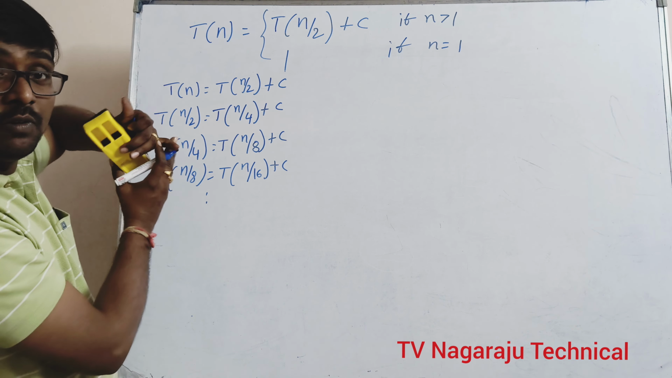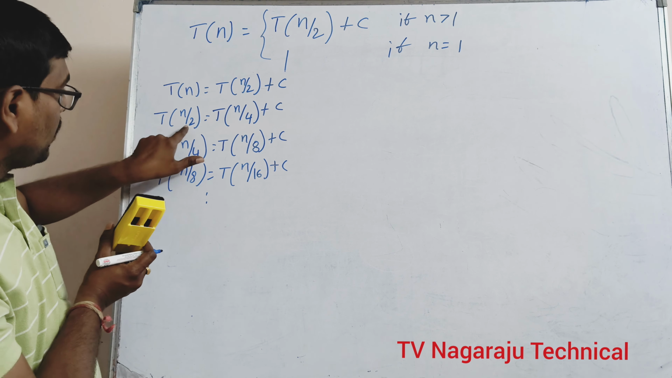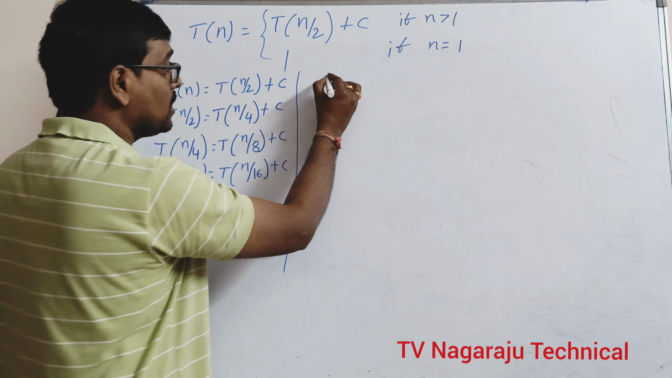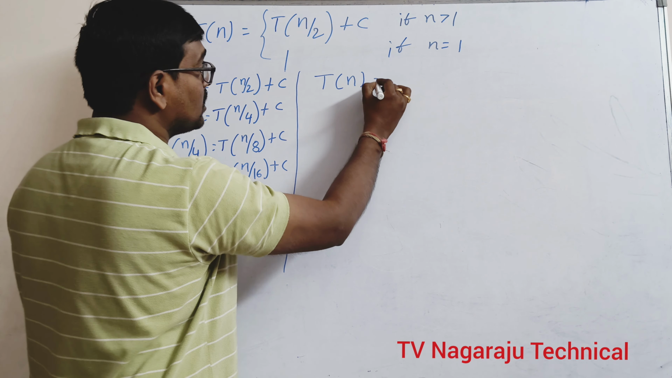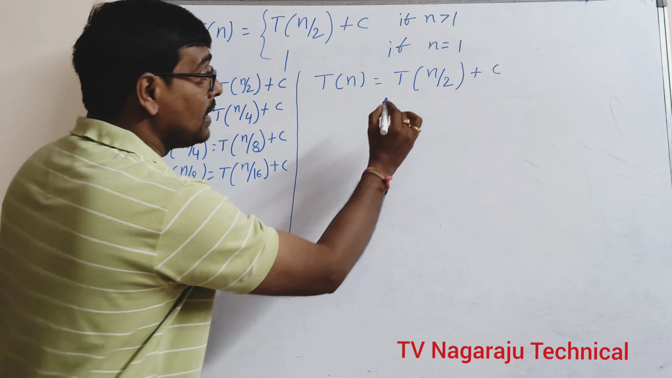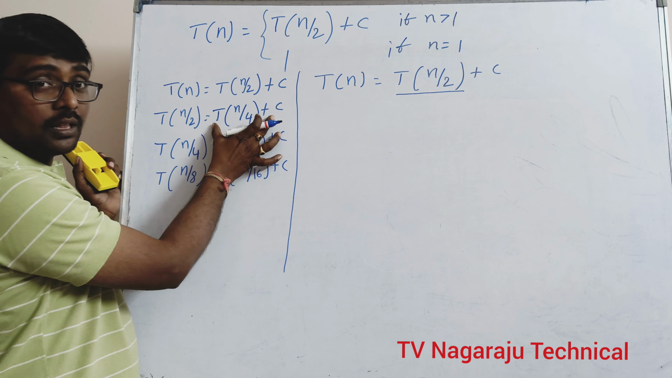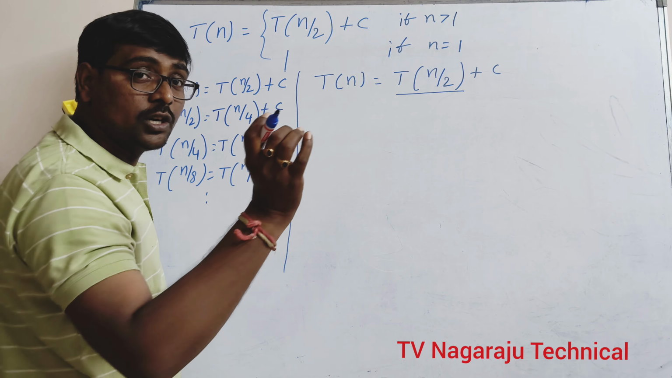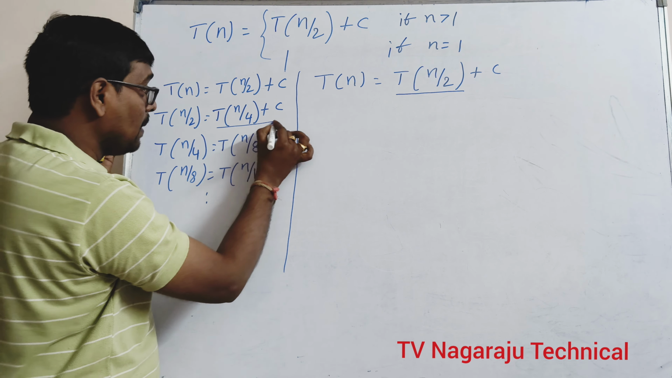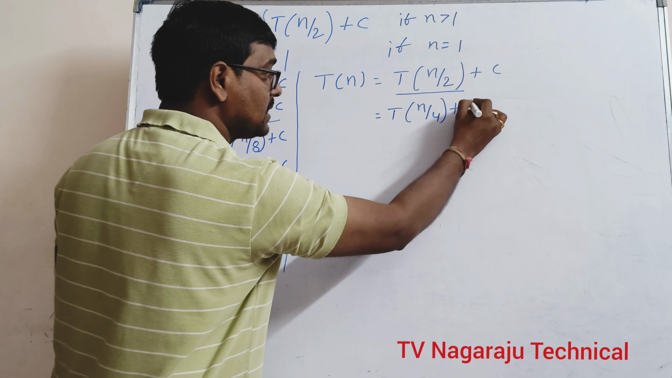So here I am not solving the recurrence relation, just making an assumption. If the number of elements is n by 2, n by 2, n by 4. Now I am solving the equation step by step. Observe, T of n is equal to T of n by 2 plus c. Now this T of n by 2 is replaced with its equation. I think you got it. To avoid confusion, first I wrote this one. Now T of n by 2 is replaced with this one. So T of n by 4 plus c.